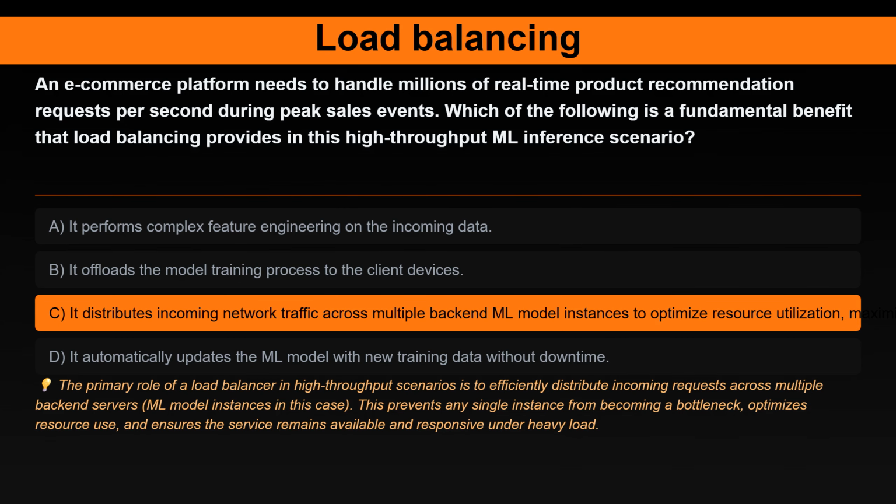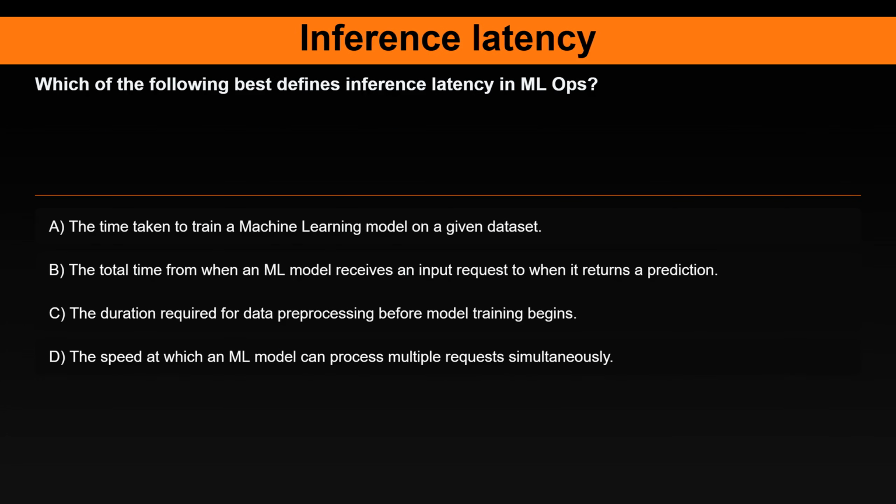The correct answer is it distributes incoming network traffic across multiple back-end ML model instances to optimize resource utilization, maximize throughput, and ensure high availability. Here's the explanation. The primary role of a load balancer in high-throughput scenarios is to efficiently distribute incoming requests across multiple back-end servers, ML model instances in this case. This prevents any single instance from becoming a bottleneck, optimizes resource use, and ensures the service remains available and responsive under heavy load.